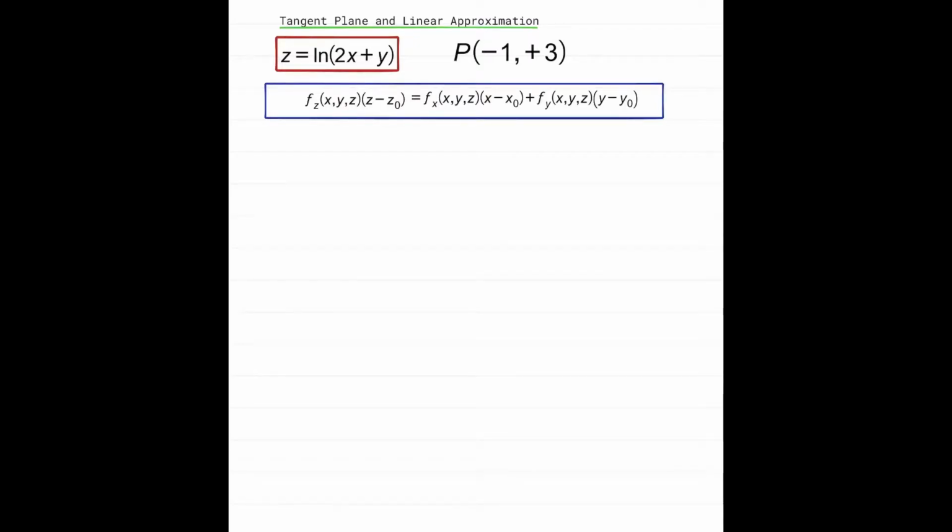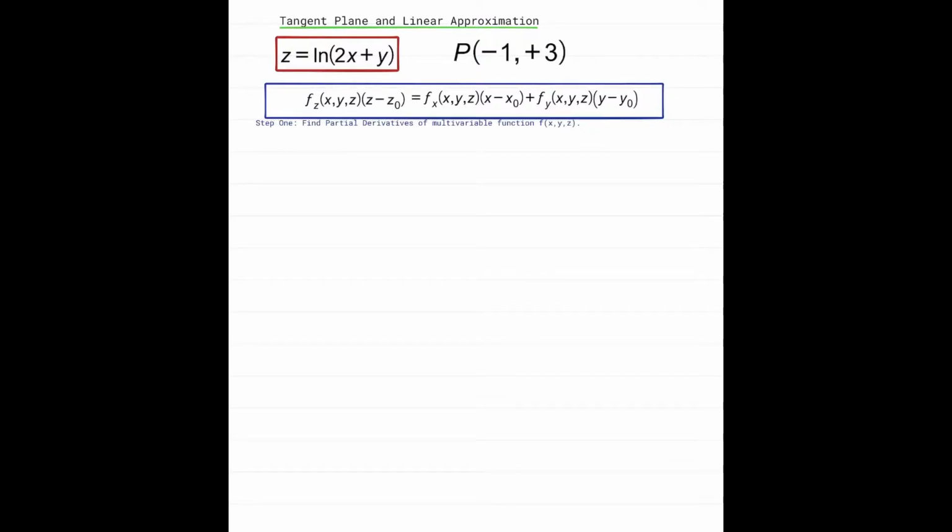And here we have a formula which we're going to use. So we know that z minus z naught is equal to partial x of (x naught, y naught) times (x minus x naught), plus partial y of (x naught, y naught) times (y minus y naught). What do those points mean? Those are the points that we're going to plug in, which we will get to right now.